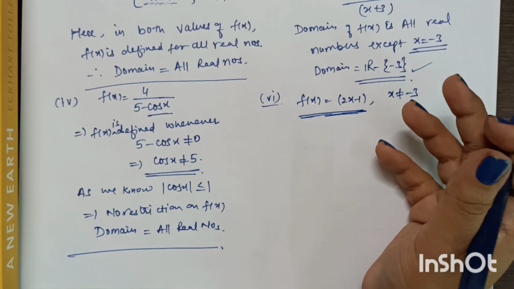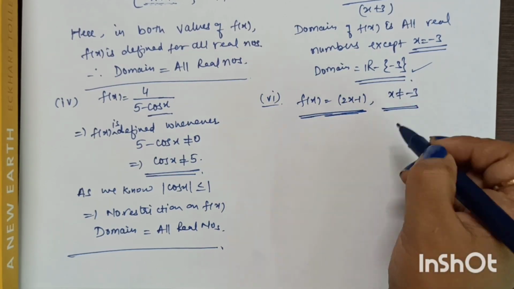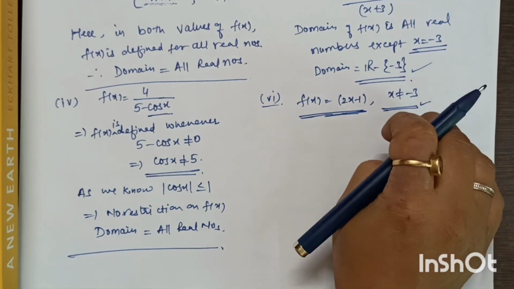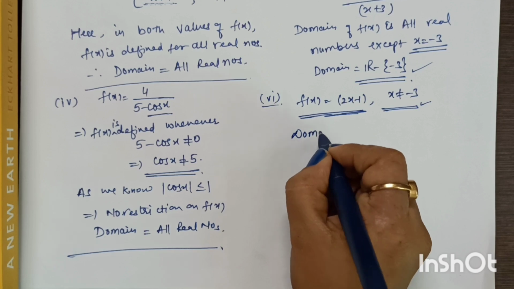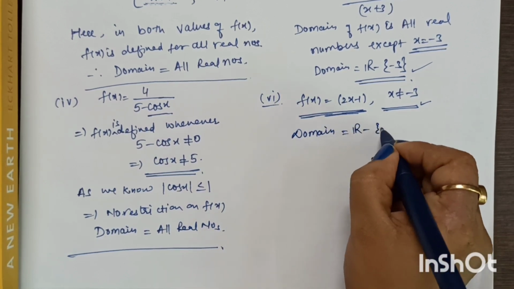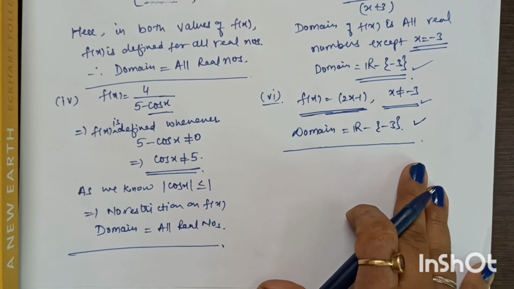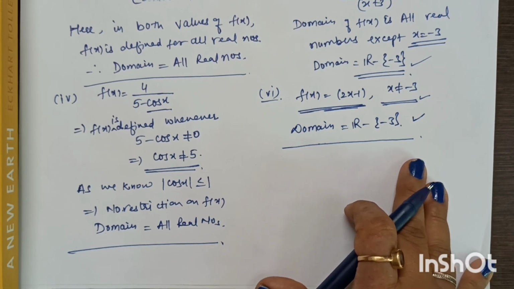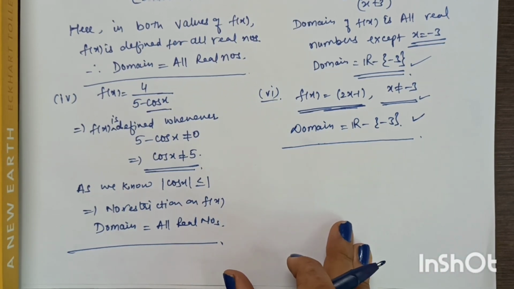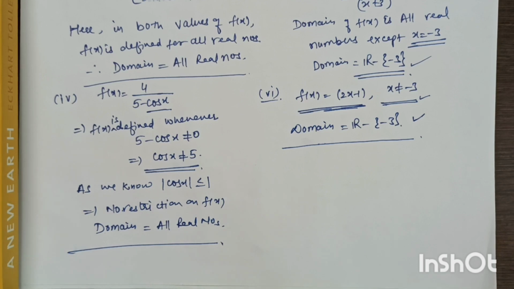The last one is f(x) equals 2x minus 1 and x cannot be minus 3. This restriction is given in the definition of the function, so we need to exclude that preferably. Otherwise there is no restriction, as 2x minus 1 is defined for all. So the domain will be all real numbers except minus 3, sorry.